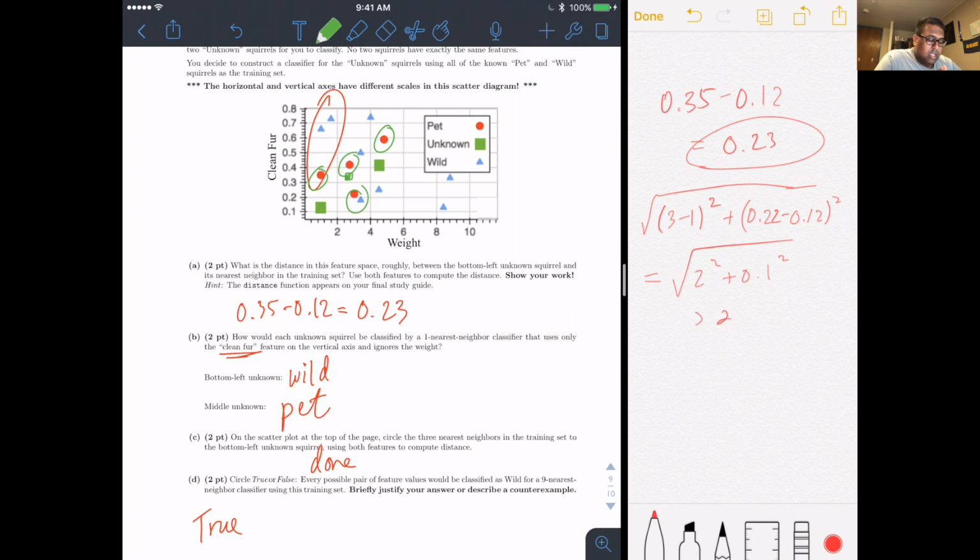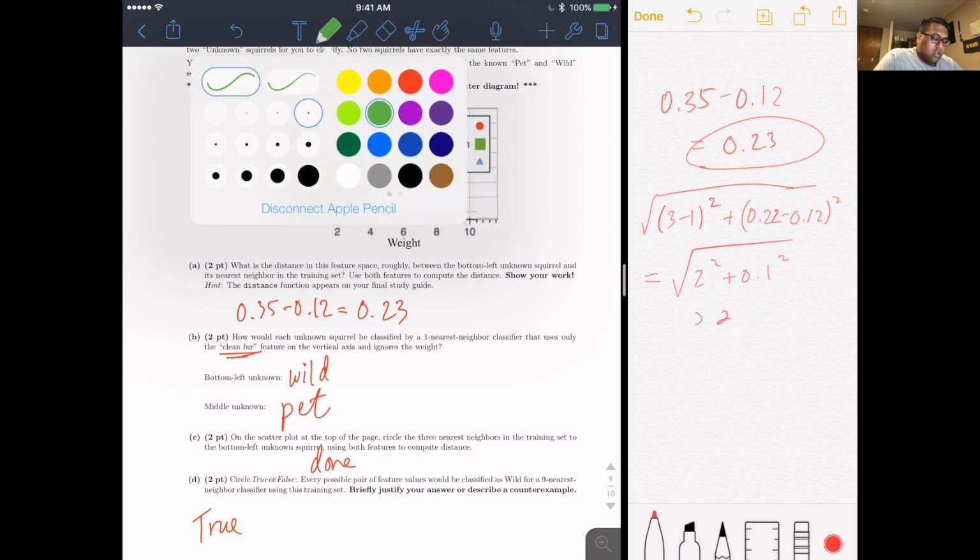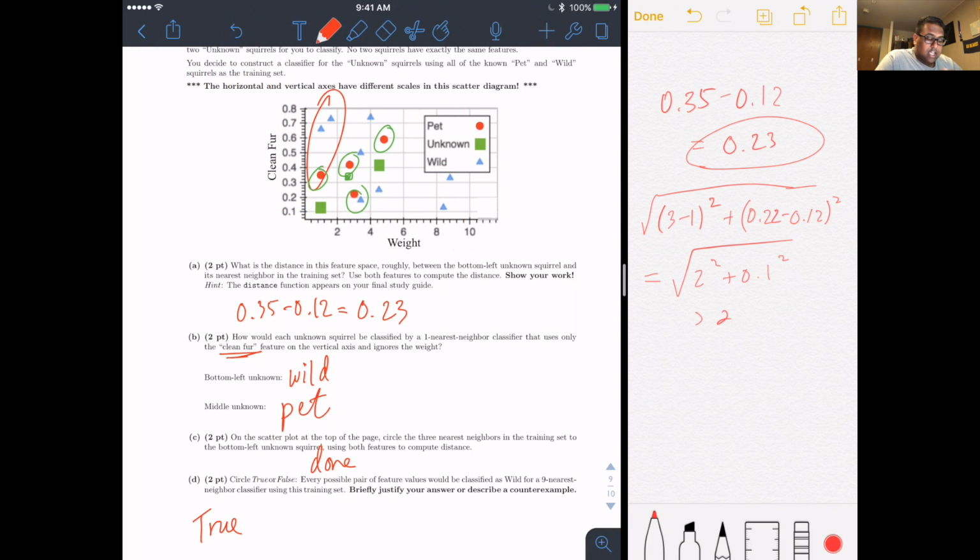Right, so no matter where you go, you're going to have at least 5 out of 9 nearest neighbors be wild squirrels. So therefore, in this scheme, you're forced to classify everything as a wild squirrel if you're using 9 nearest neighbors.